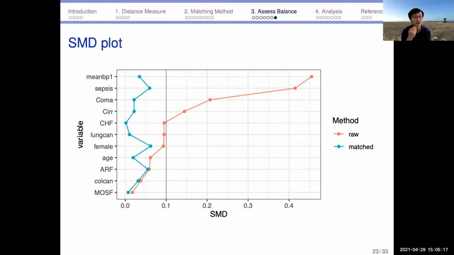Another way is to do the plot. It's essentially just visualizing the table we just saw. Right? You have the SMD before matching and you have the SMD after matching. So nothing special here. Any questions for these plots and assessing balance in general?